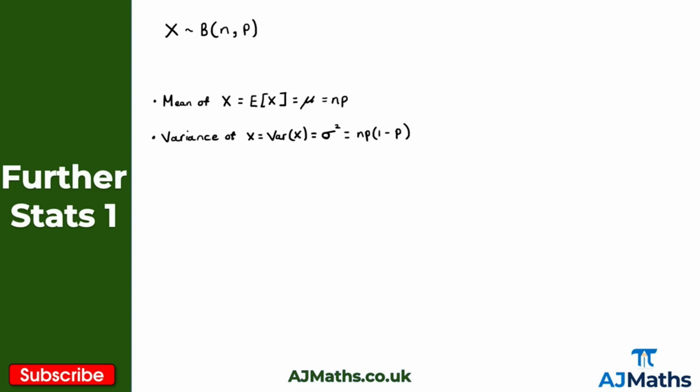Just a quick point here, these results are given in the formula book, so you don't actually need to worry about memorizing them, although they are pretty straightforward. I don't think there's anything too challenging here to memorize. So what we're going to do now is take a look at some practice questions on the mean and variance of the binomial distribution.